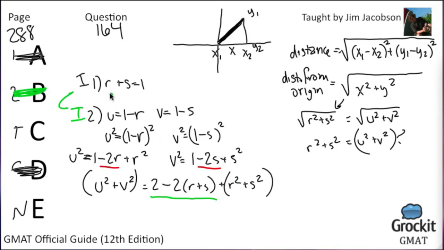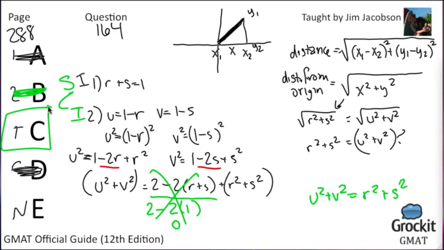However, in conjunction, remember that statement 1 actually gave us the value of r plus s. R plus s equals 1, so this extra stuff that's getting in the way of us figuring out whether the two statements are sufficient, 2 minus 2 times r plus s, with r plus s equals 1, is 2 minus 2 equals 0. So this whole thing gets canceled out, and we end up with u squared plus v squared equals r squared plus s squared, which is sufficient. So the two statements together are sufficient.